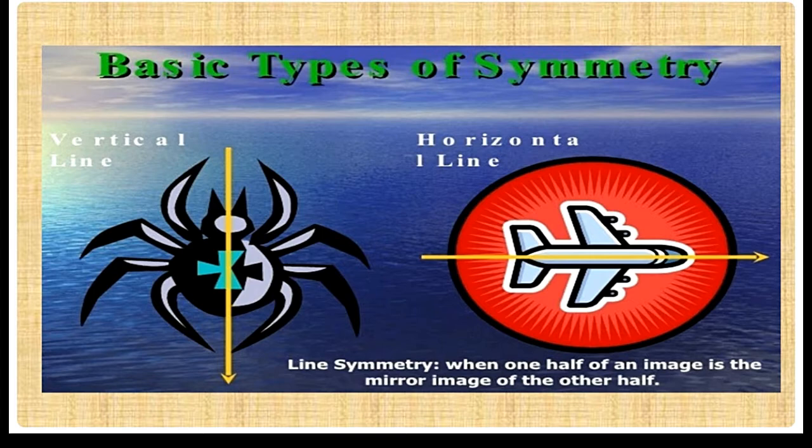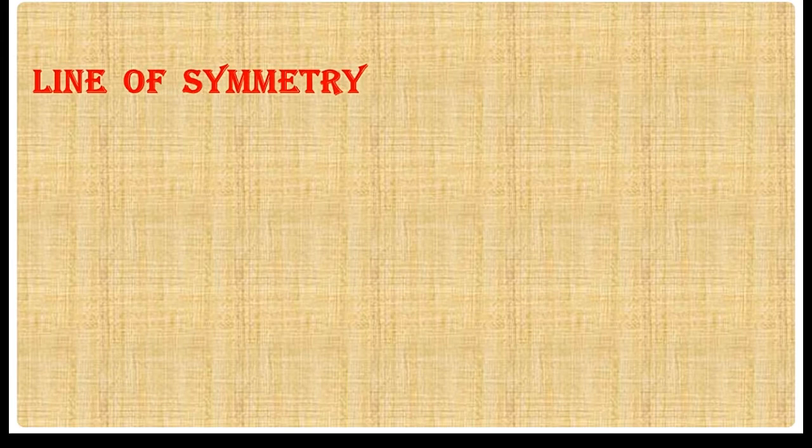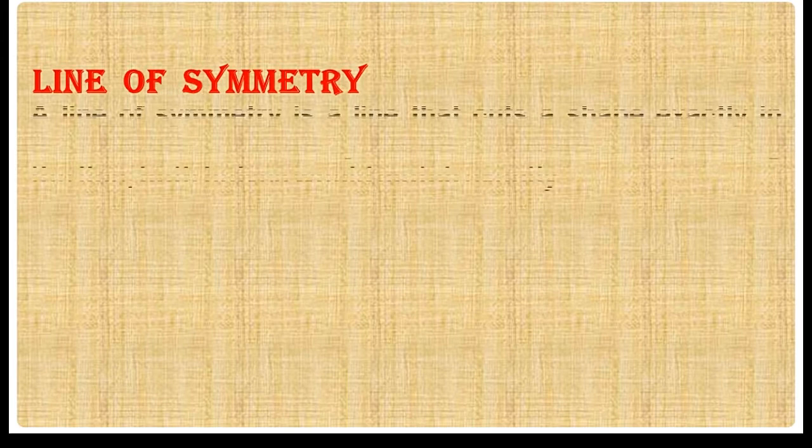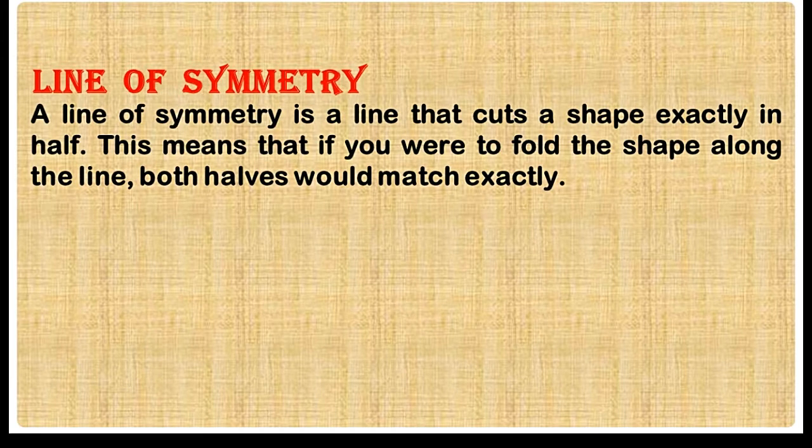Basic types of symmetry. See the real life examples. Vertical line, horizontal line. A line of symmetry is when one half of an image is the mirror image of the other half. I hope you have understood what a line of symmetry is. It is a line that cuts a shape into two equal halves. This means that if you were to fold the shape along the line, both halves would match exactly.